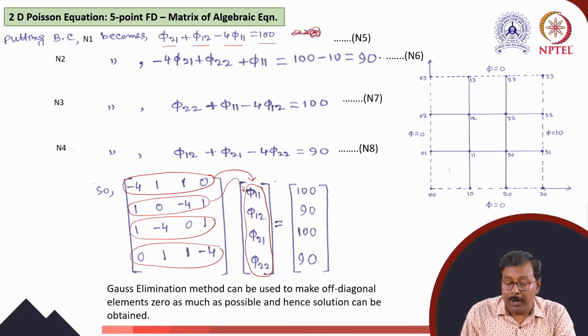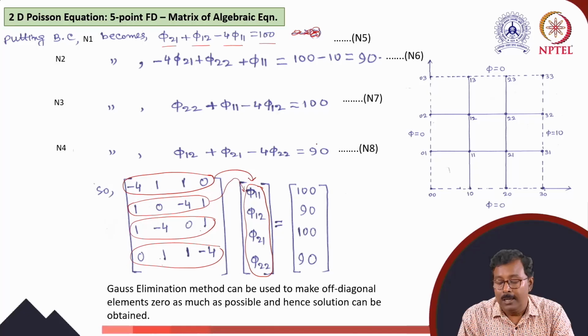But for the iterative method, you have to start differently from these 4 equations. So in the next class, we will discuss how, starting from these 4 equations, we proceed with the iterative method to solve the values of phi 11, phi 12, phi 21 and phi 22.